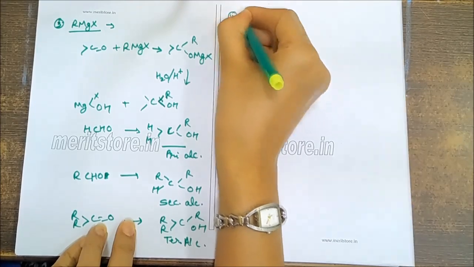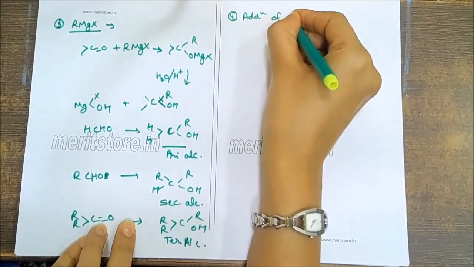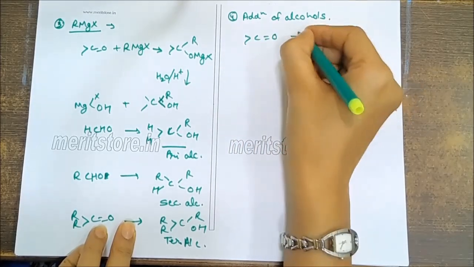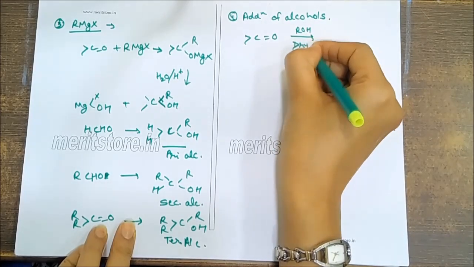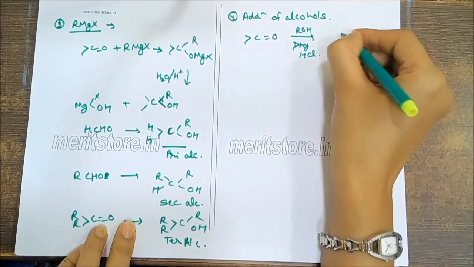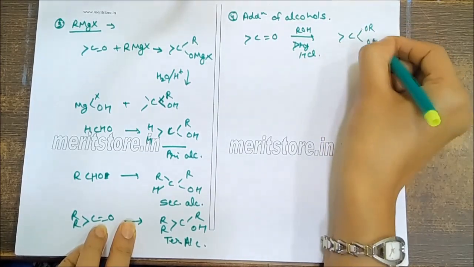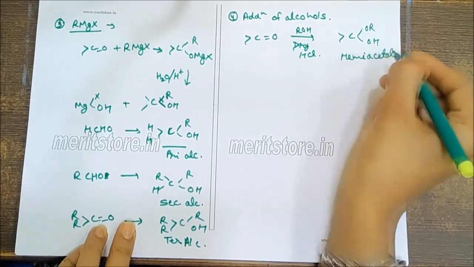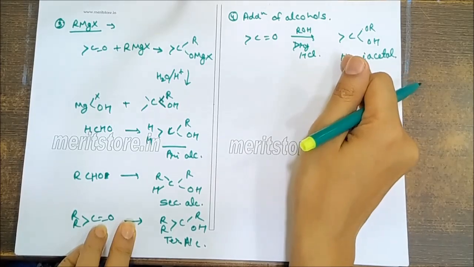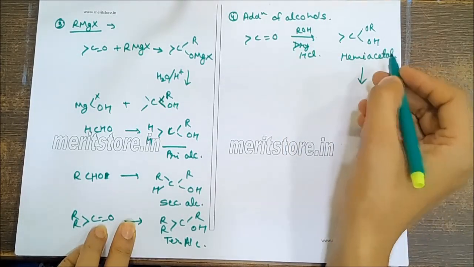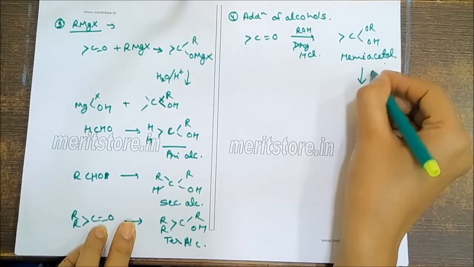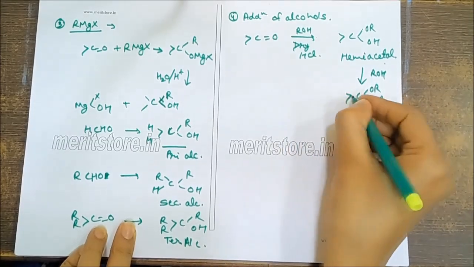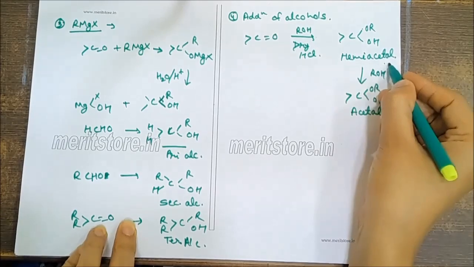Addition of alcohols. We take a carbonyl group compound, and the alcohol, in presence of dry HCl, will give this type of compound, which is called hemiacetal. This reaction does not stop here only, but another alcohol group will react further with this hemiacetal group. So it will make this type of compound. This is called acetal. This is hemiacetal, this is acetal.